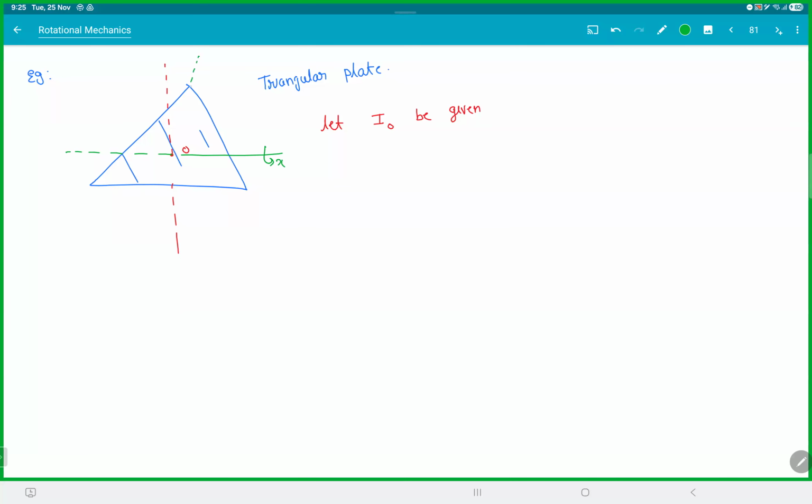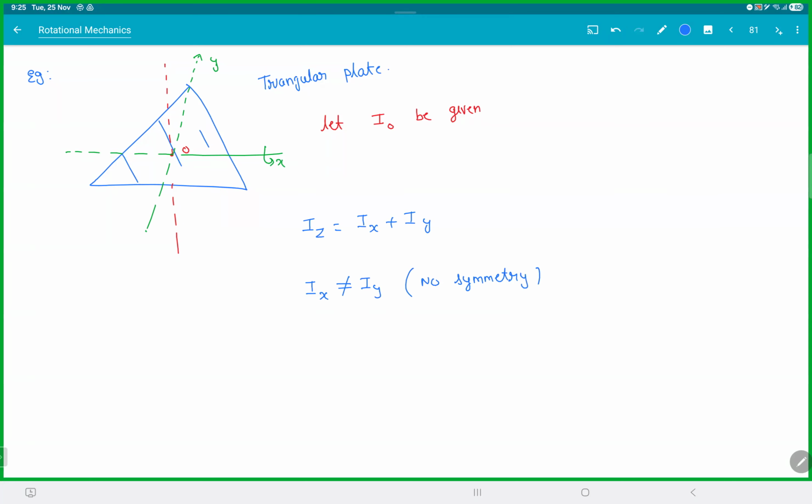Great. So what you will do, you'll draw two perpendicular lines, Ix and Iy. Then you'll use the perpendicular axis theorem. So Iz is equal to Ix plus Iy. Till here, there is no problem. It is still right. The problem comes here. Ix is not equal to Iy because there is no symmetry. If you see, X and Y are not symmetrical. Meaning, if you cut like this and if you cut like this, you don't get identical pieces.